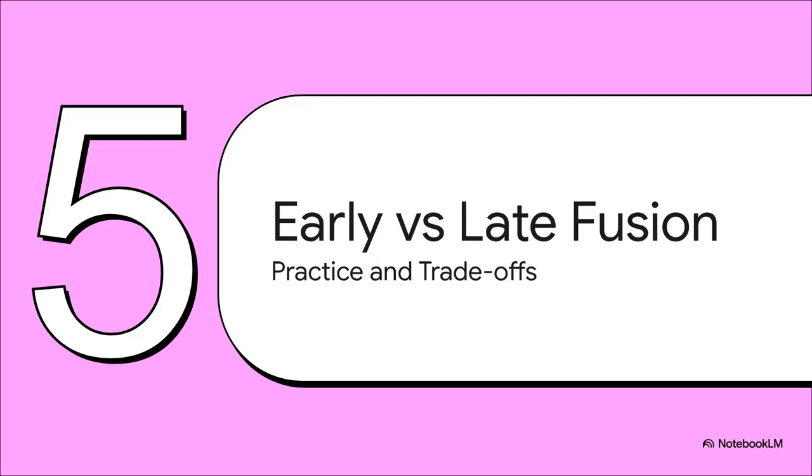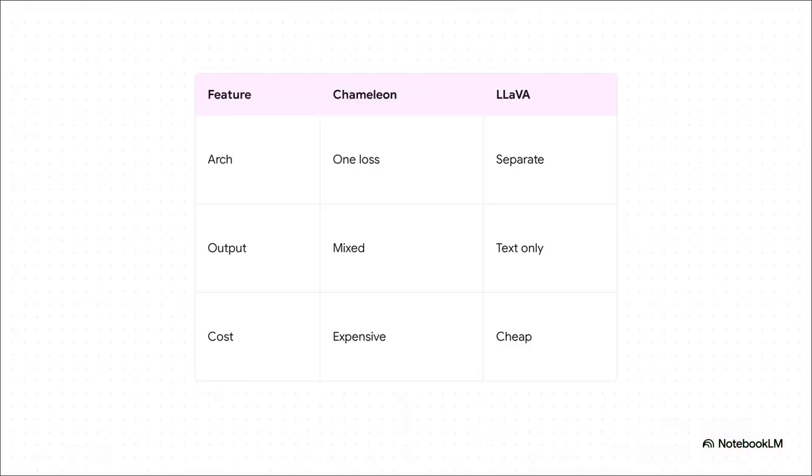So when should developers use which approach? Let's bring it all together in Section 5, Early versus Late Fusion. So the crucial point really comes down to a developer's dilemma. If your product relies on interleaving text and generated images fluidly, say an AI that writes a children's story and illustrates it paragraph by paragraph in real time, you absolutely must pay the computational tax of early fusion. You get mixed modality generation, but it's expensive, and you're capped by that tokenizer quality ceiling.